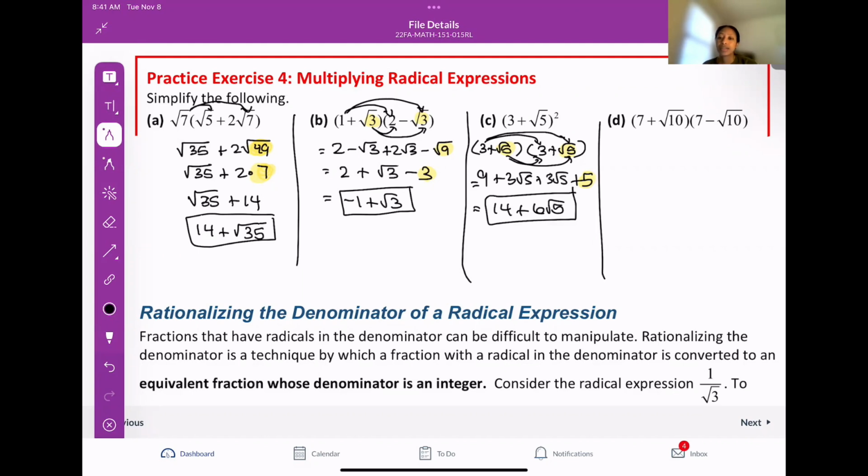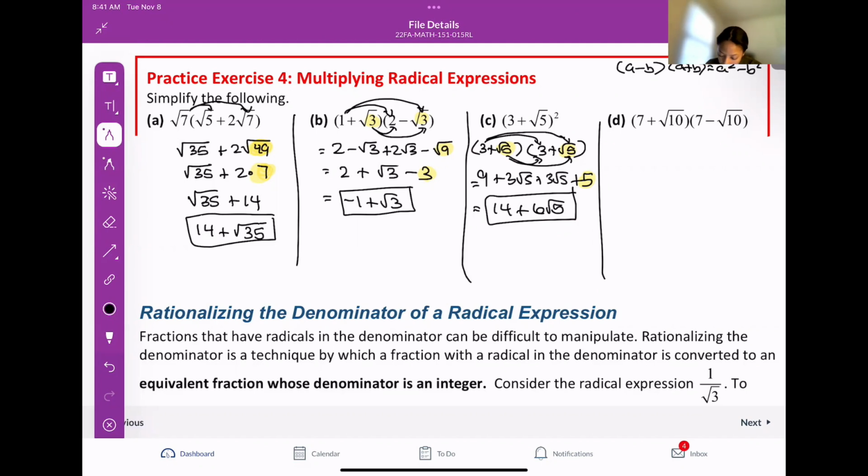Last one. Now notice how this is exactly the same as a minus b times a plus b, which we should know simplifies to a squared minus b squared. I'm going to FOIL this out and you'll see that yes, it does simplify to 7 squared minus the square root of 10 squared, which is 10. So 7 squared minus 10, our answer should be 39.